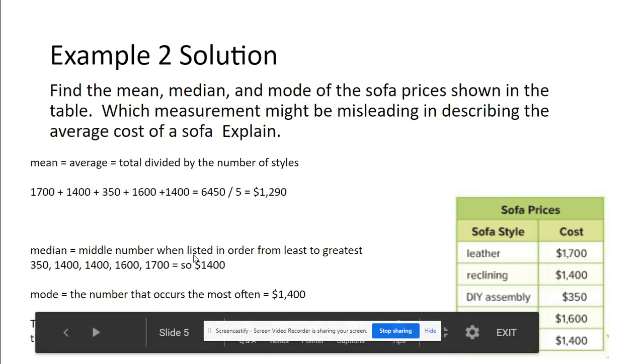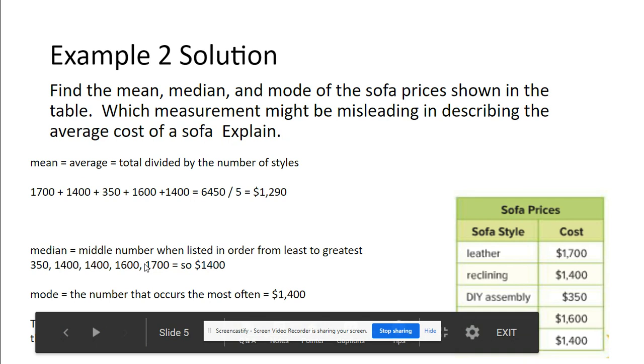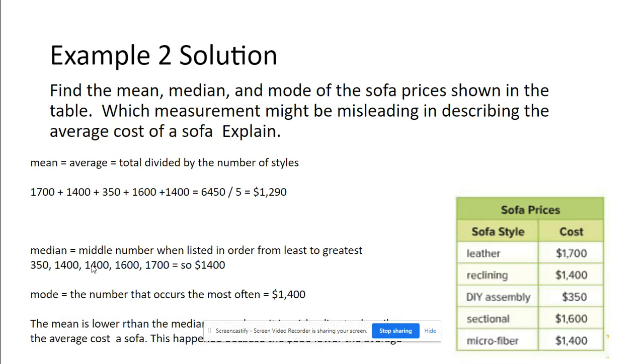One thing to note, this could possibly happen on your homework, that sometimes you might get 2 numbers in the middle. Let's say, for example, I only had 350, 1400, 1400, and 1600, and there's no 1700. Well, then I would have 2 numbers in the middle, the 1400s, which in that case is still going to be 1400. But what you would do in that case is add those 2 numbers together and then divide by 2. So it's almost like a little bit of a mean found in the middle of a median, because if there are 2 numbers located in the middle, that's what you need to do.